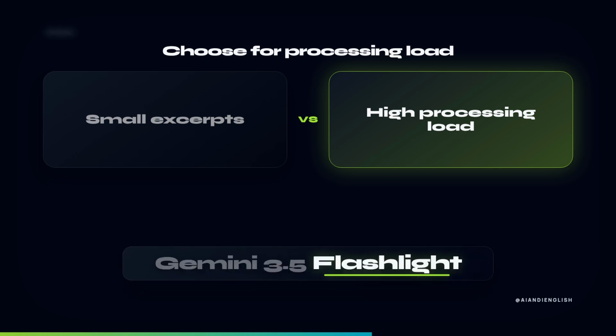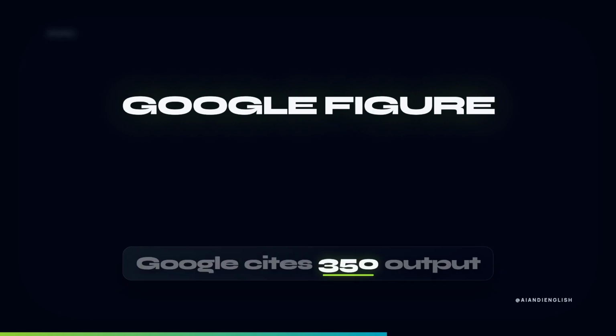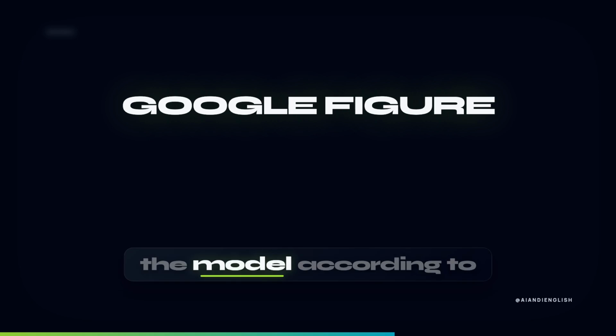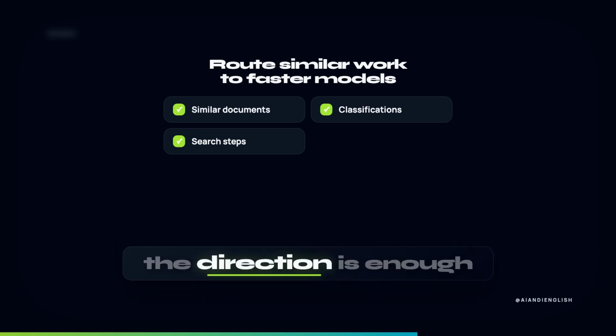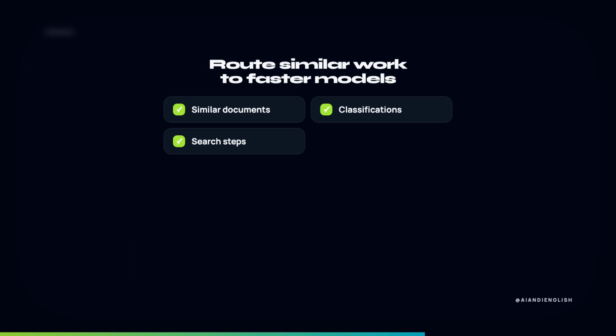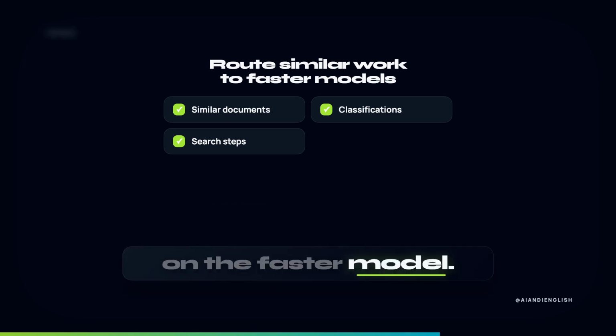Gemini 3.5 Flash-Lite is the clearer choice under high processing load. Google cites 350 output tokens per second for the model according to the Artificial Analysis Index. This figure comes from Google's launch communication. Still, the direction is enough for the routing decision. Many similar documents, classifications, or search steps belong on the faster model.